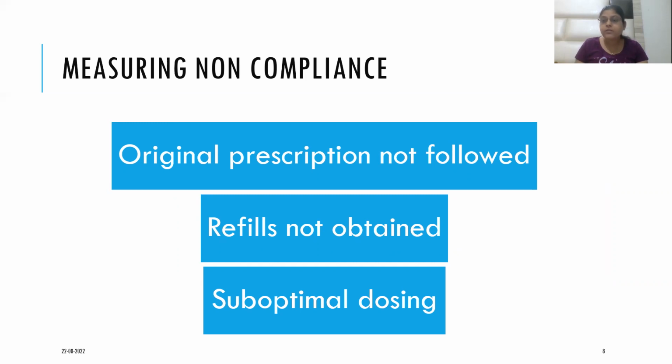Refills not obtained: after taking the drugs from the dispenser or the pharmacist, the refills of the drugs are not obtained. It means again the patient is not coming to the dispenser or pharmacist for the drugs, like the drugs in the containers are not being taken, or the tablet sachets or capsule sachets are not being taken. Suboptimal dosing, like there can be suboptimal dosing.